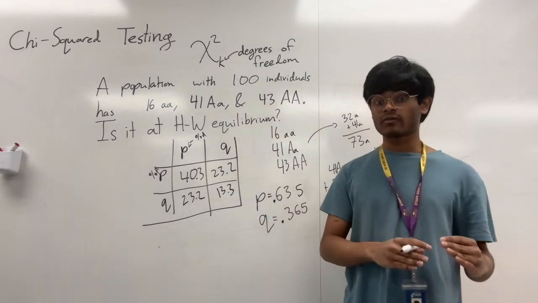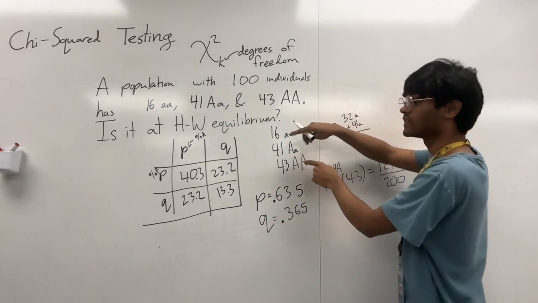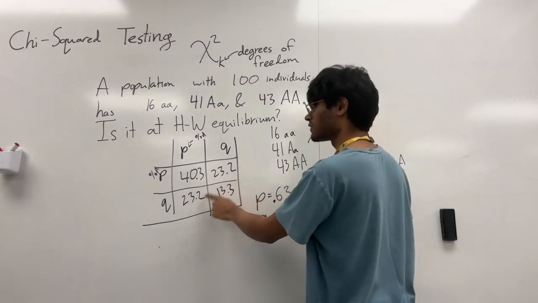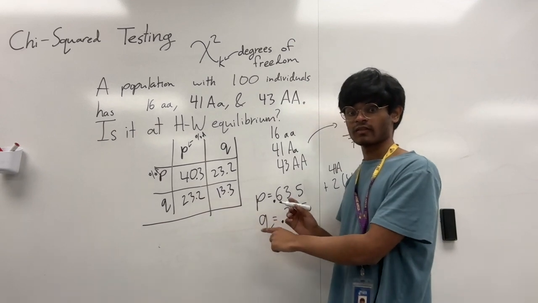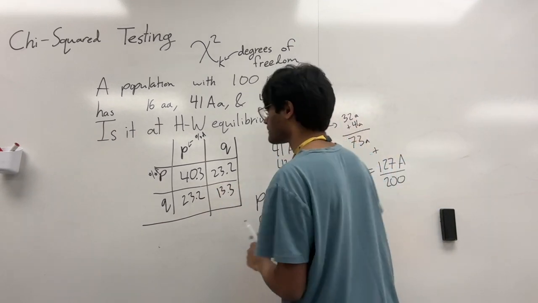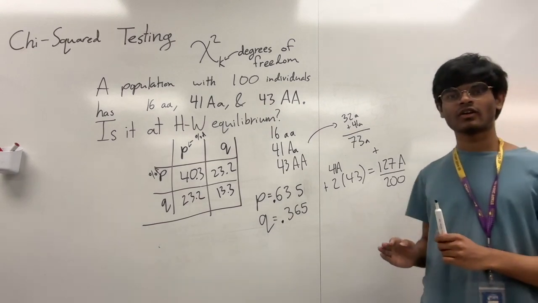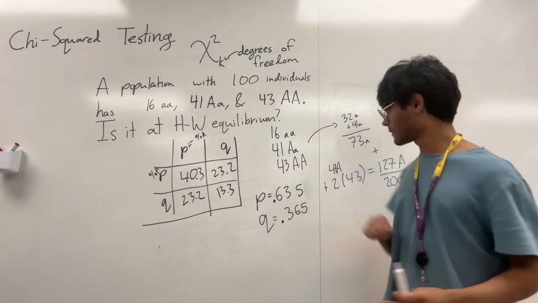These are expected counts. Based on the allele frequencies of our little a's and our big A's, we found that we would expect these numbers. Now, using them, let's see what our chi-squared statistic is.